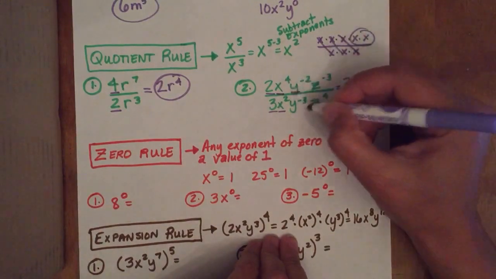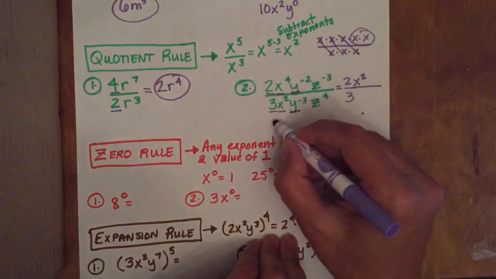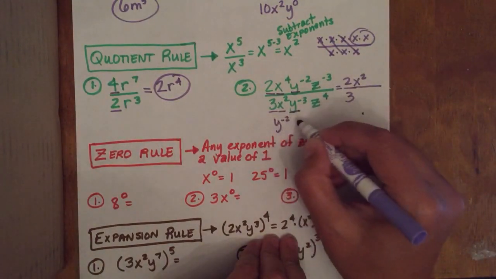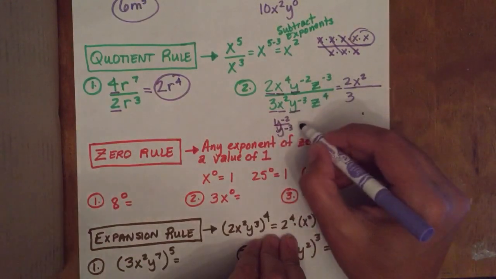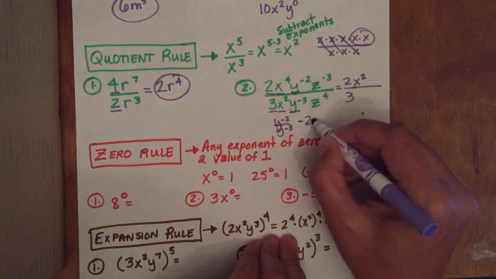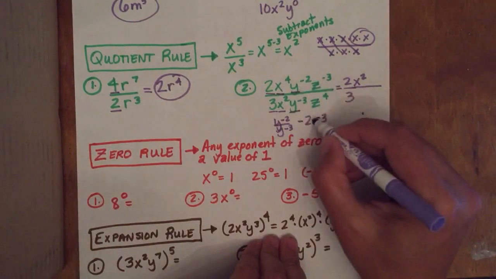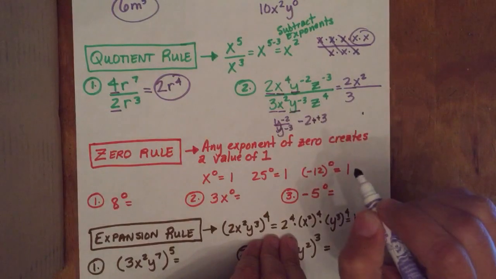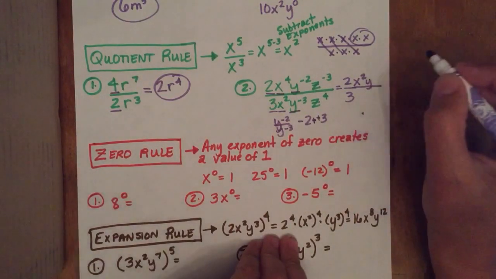I have y to the -2 over y to the -3. And here's where some people get confused. Y to the -2 divided by y to the -3. Well, remember, we subtract the exponents. What happens when I do -2 minus -3? What does minus a negative change to? Positive. So that actually gives me y to the 1st.